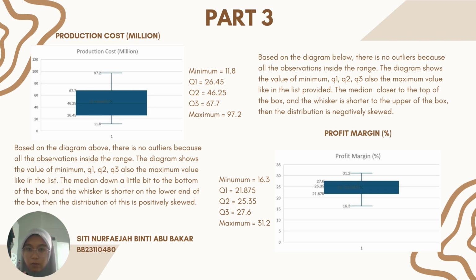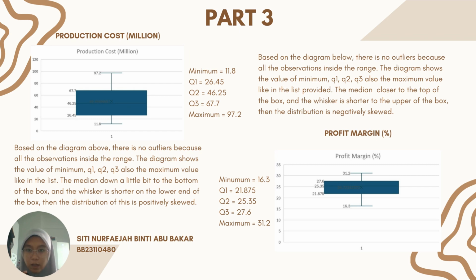First of all, a box plot shows 5 important points, which are the minimum value, Q1, Q2 or median, Q3, and the last is the maximum value. As we can see in the production cost diagram, the minimum value is 11.8 and the maximum value is 97.2. The Q1 and Q3 values we get after we calculate the 25th and 75th percentiles.